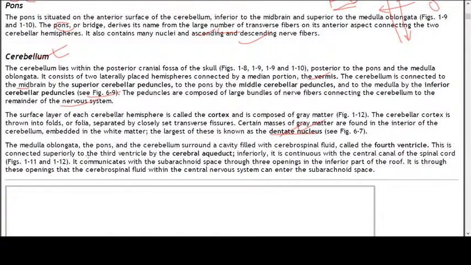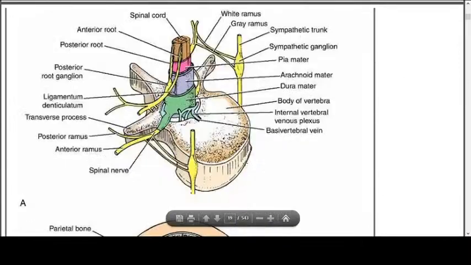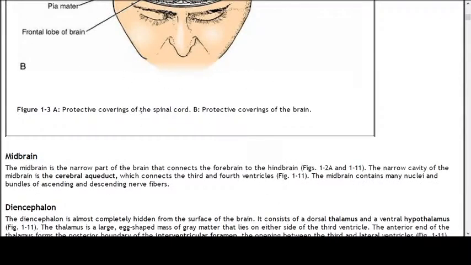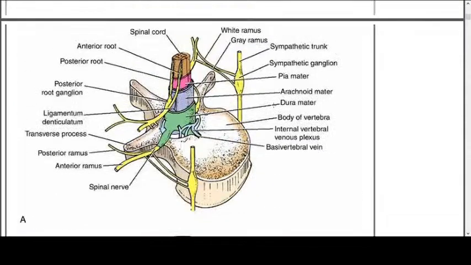The fourth ventricle is connected to the third ventricle by the cerebral aqueduct. Inferiorly it is connected to the central canal of the spinal cord. It communicates with the subarachnoid space through openings in its inferior part, so the cerebrospinal fluid can enter the subarachnoid space, which totally covers the spinal cord.